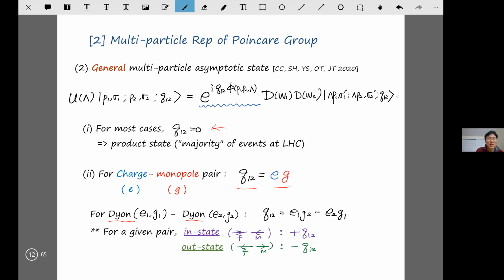A dion is basically a particle that carries both electric and magnetic charge. In that case, you can also show that Q is basically the cross product of the charge vectors. This cross product of these charge vectors.